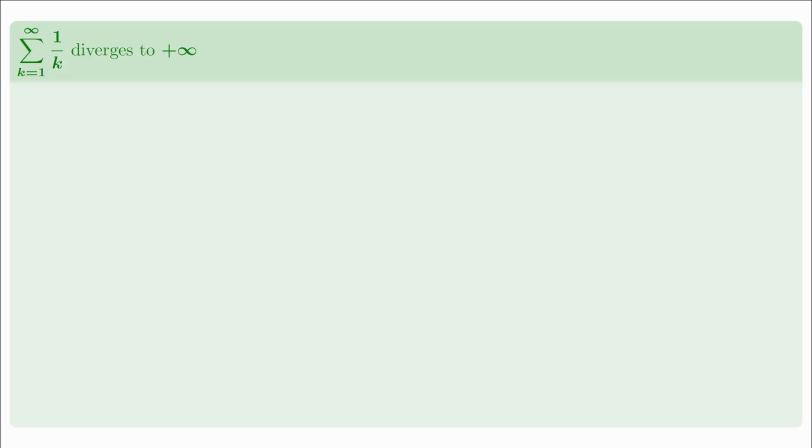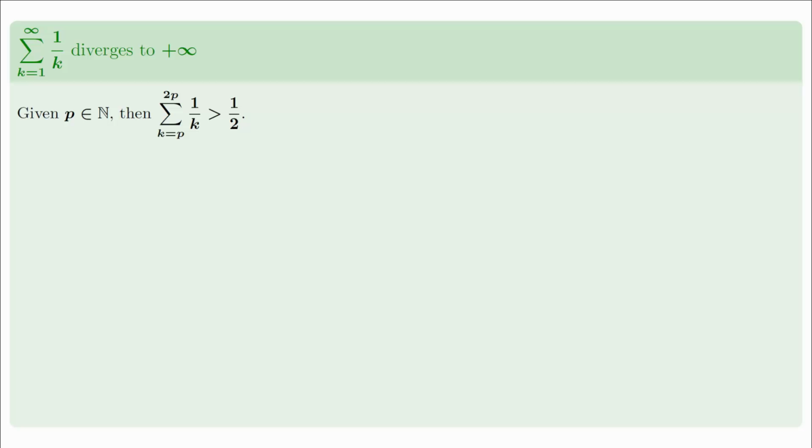Surprisingly, at least to most people, this series does not converge. In fact, the partial sums get larger and larger without bound, so we say that the series diverges to plus infinity, even though the limit of the a_k's is 0. The proof depends on a simple observation from arithmetic.